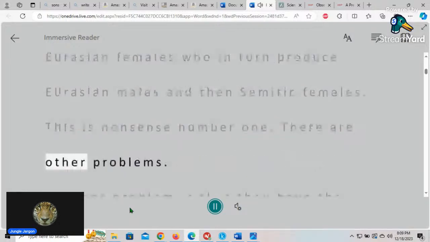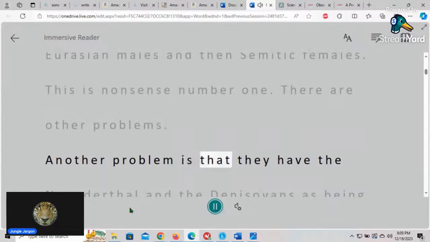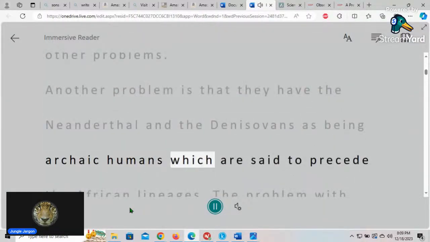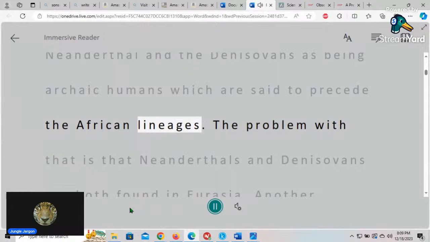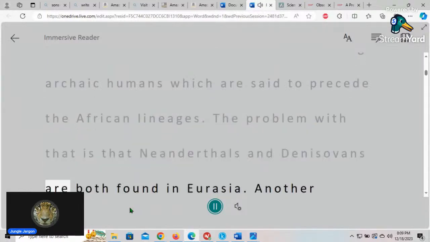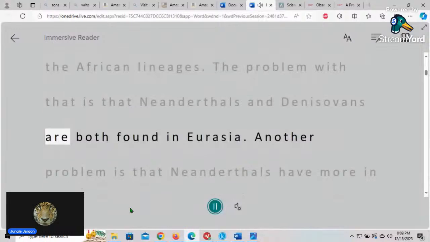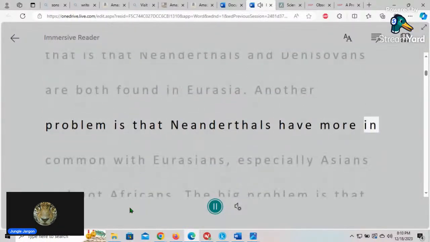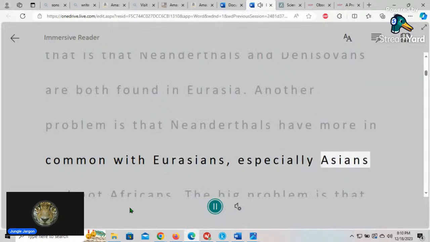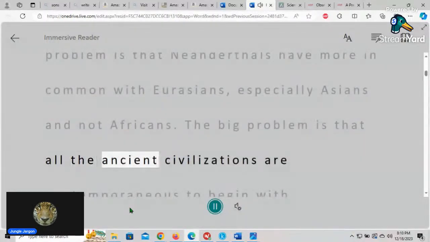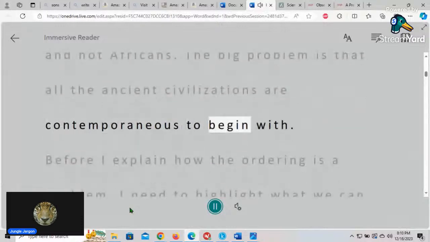There are other problems. Another problem is that they have the Neanderthal and the Denisovans as being archaic humans, which are said to precede the African lineages. The problem with that is that Neanderthals and Denisovans are both found in Eurasia. Another problem is that Neanderthals have more in common with Eurasians, especially Asians, and not Africans. The big problem is that all the ancient civilizations are contemporaneous to begin with.